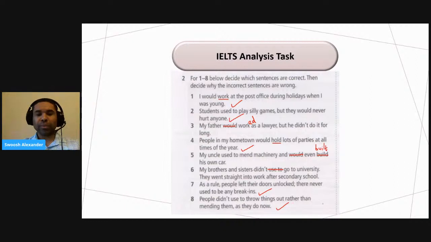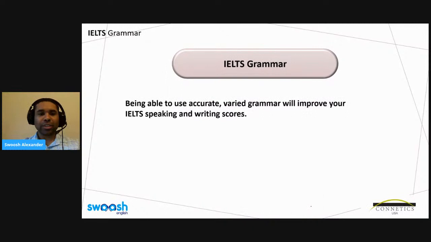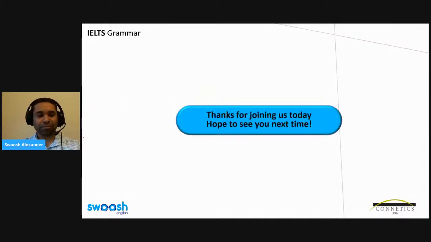So well done for those who participated in the activity. We can see there were lots of examples where we can use used to and would in order to refer to habits in the past. And we also saw some examples where it wouldn't be appropriate to use these expressions. So just remember, being able to use accurate varied grammar will improve your IELTS speaking and writing scores. So it is definitely important to practice in these areas.